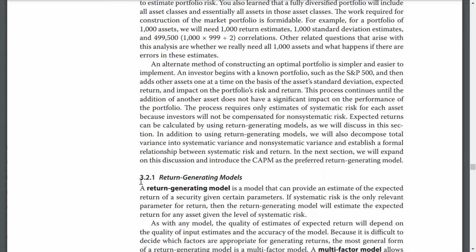In addition to using return-generating models, we will also decompose the total variance into systematic variance and non-systematic variance and establish a formal relationship between systematic risk and return. In the next section, we will expand on the discussion and introduce the CAPM as the preferred return-generating model.